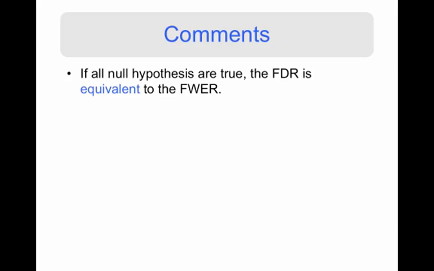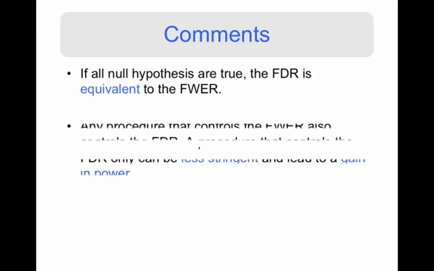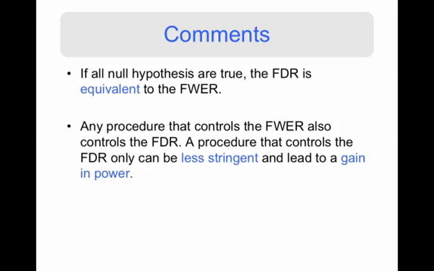Now, if all null hypotheses are true, the false discovery rate is equivalent to the family-wise error rate. However, any procedure that controls the family-wise error rate will also control the false discovery rate. So a procedure that controls the false discovery rate, such as Benjamini-Hochberg, can only be less stringent and lead to a gain in power. The thresholds are always going to be a bit lower using false discovery rate than with family-wise error rate, and so you're going to get a little bit more power because of that.